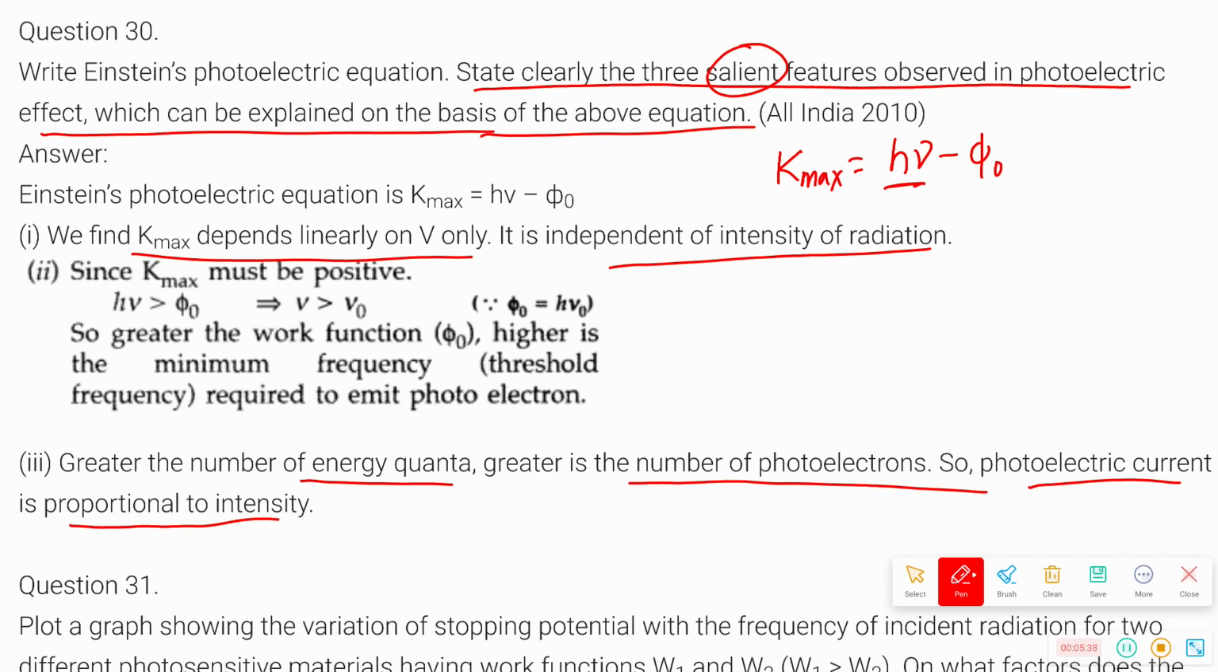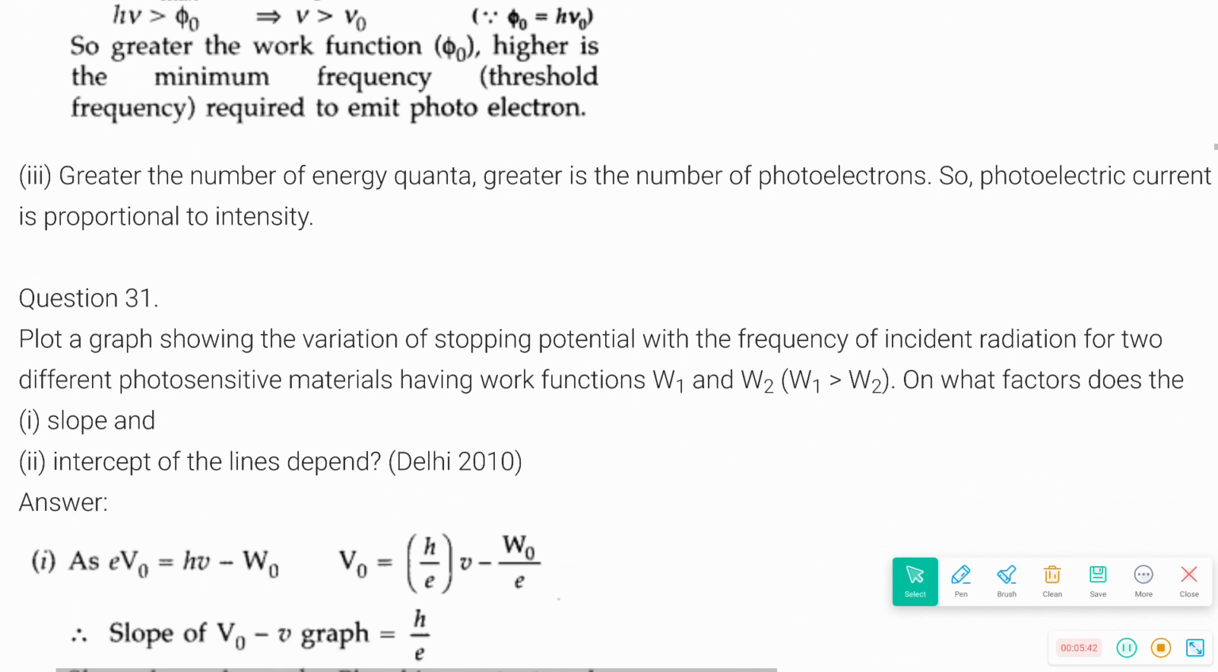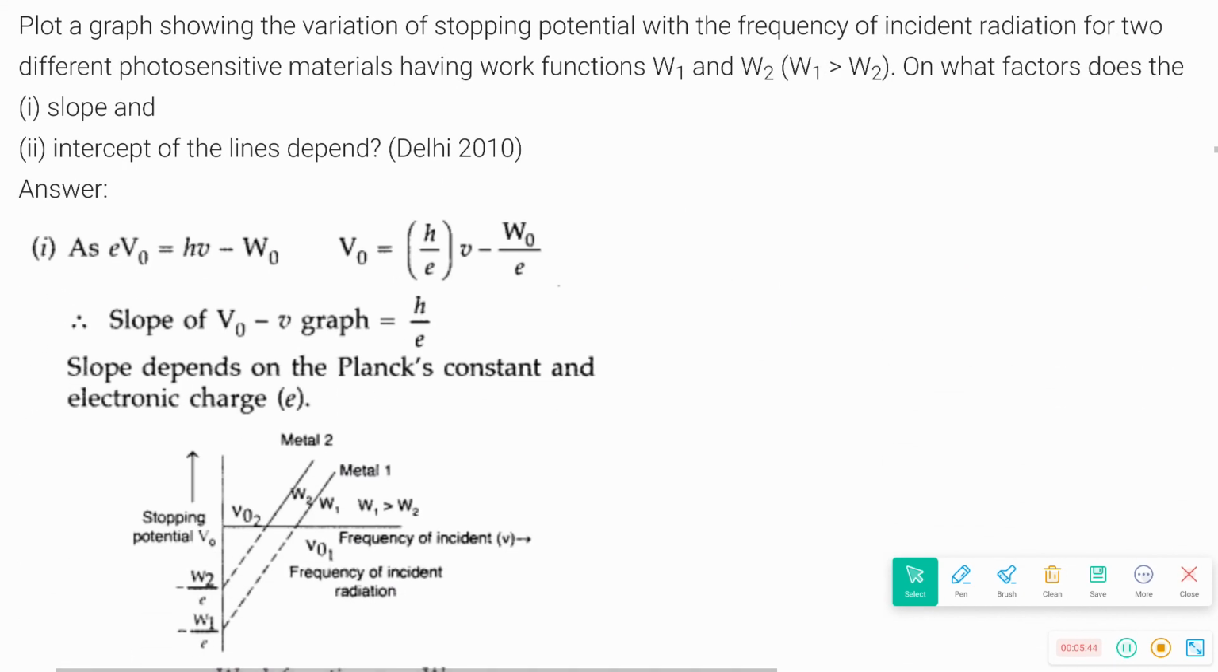Next lesson. Question number 31: plot a graph showing the variation of stopping potential with the frequency for different work functions or different materials, and on what factor do the slope and intercept of the line depend. This type of question you see. You can expect 3-mark questions like this.